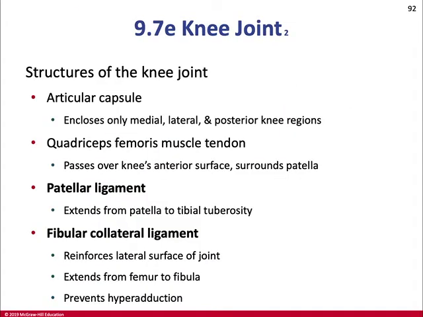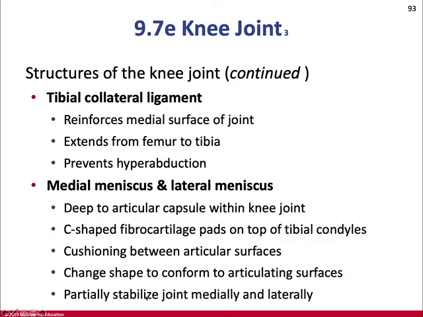The structures include an articular capsule that encloses the medial, lateral, and posterior knee, the quadriceps femoris tendon, which we pointed out, the patellar ligament, which runs from the bottom of the patella to the tibial tuberosity, which is a little bump under the kneecap on the front of the tibia, the fibular collateral that runs from the distal femur to the fibula, and the medial collateral, which runs from the distal femur to the tibia. This prevents hyperadduction in the fibular collateral, and the tibial collateral prevents hyperabduction.